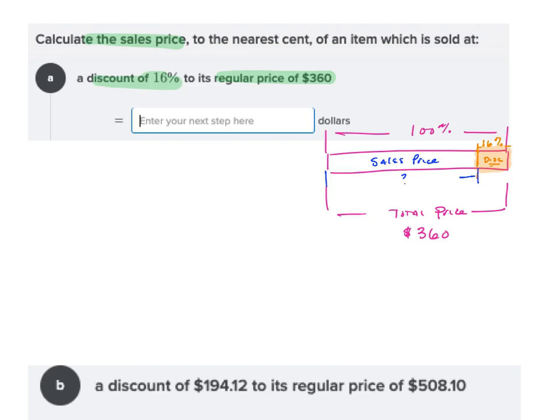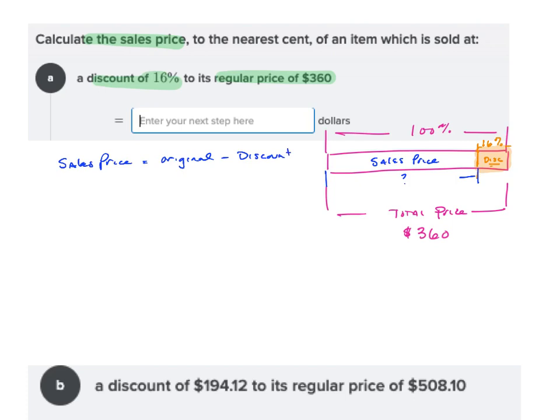Now, there's a lot of ways to do this. You can do one of two things, really. I've taught you, and I'm not going to spend any more time on it than today on this one problem, that there's two ways to figure out your sales price. You have sales price, and that's always going to equal the original minus the discount.